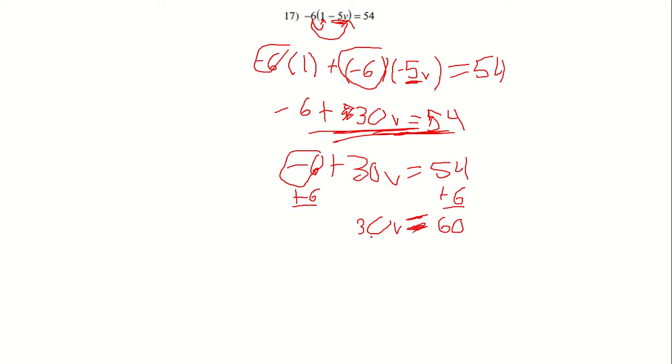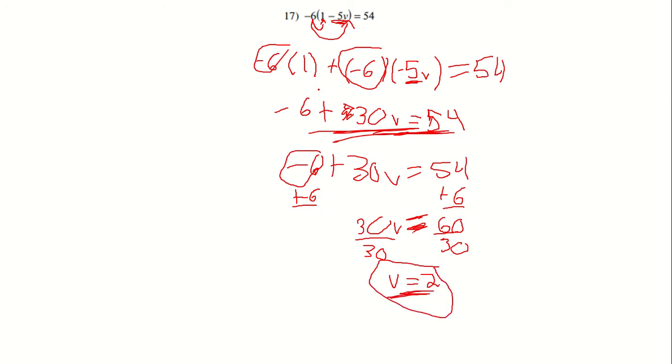Our next step is to divide by the coefficient. This right here is our coefficient. So we're going to divide both sides by 30. And we get that v is equal to 2. Right there like that. V equals 2.